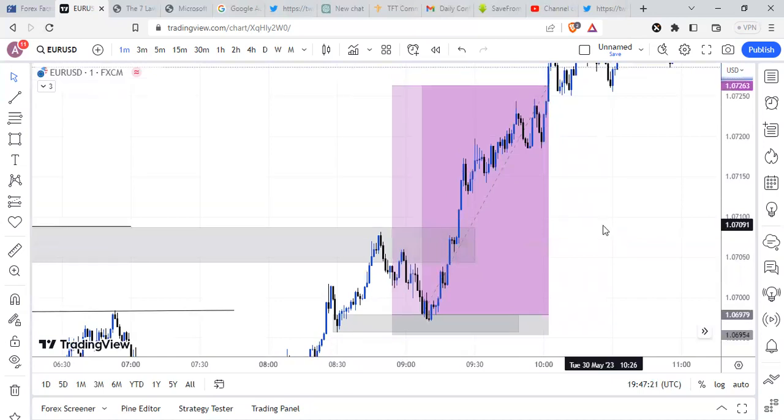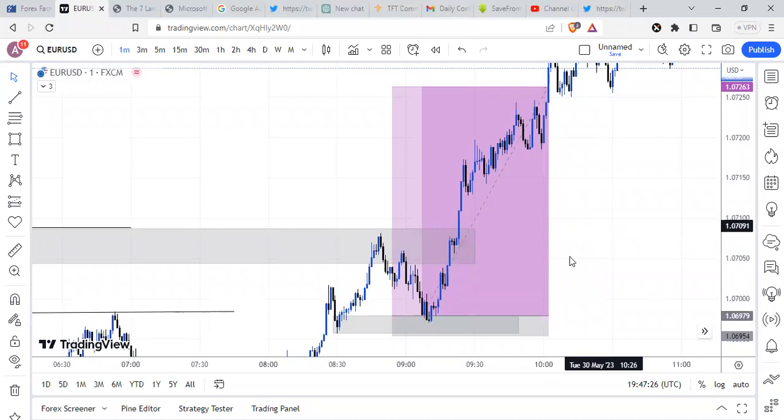So this is just one entry model, the flip zone entry model, which I used.